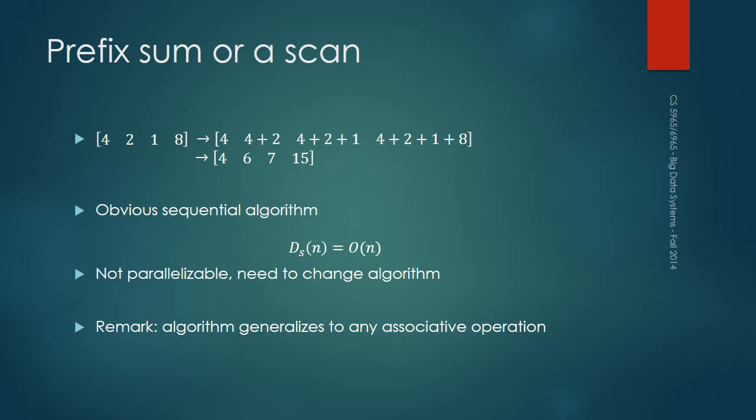Now, I'm sure all of you can easily write a sequential algorithm for this, correct? It's easy? The depth of the sequential algorithm is order n. Is that clear? Everybody sees that? Because you have to go through the array. So the simple way to do it is you keep a sum up to this point, and you keep going and recording it as you go through this. It's not parallelizable, is it? So you need to change the algorithm, correct?